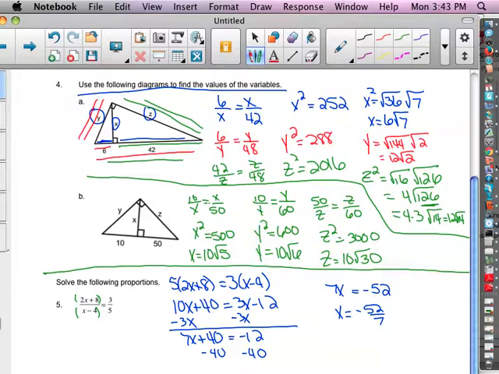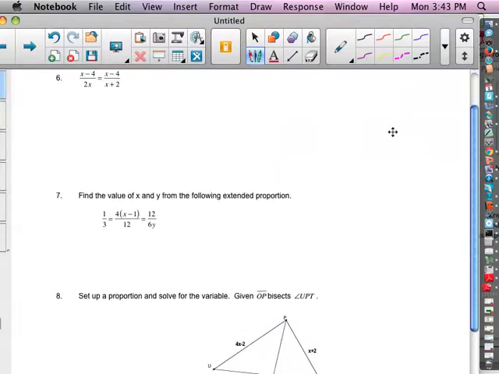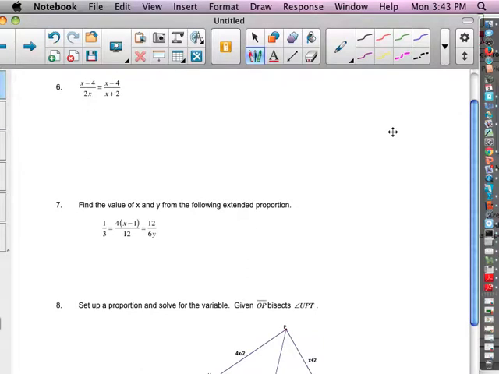Okay, that one looks a little odd. I'm not sure I had that strange an answer, but I'll come back to it if I have time. Okay, the next one, number 6. I told you you'd get some like this where you have binomials in more than one place, so you're going to get a quadratic here.